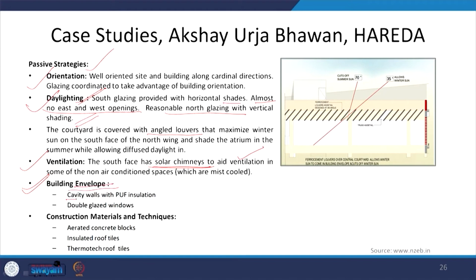So, it had cavity walls with insulation and also double glazed windows, and aerated concrete blocks were used for walls, insulated roof tiles and thermotech roof tiles were used. Incorporating all these passive design strategies, the energy demand in this building for thermal comfort was reduced.